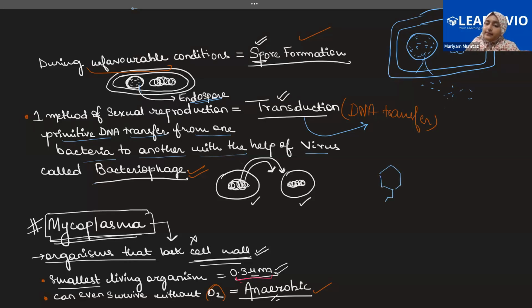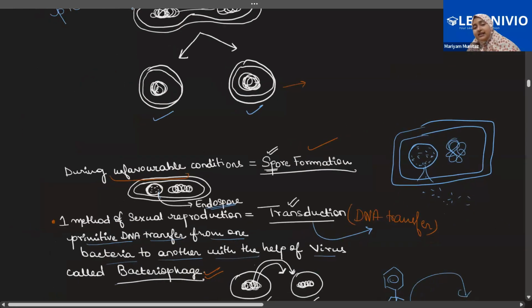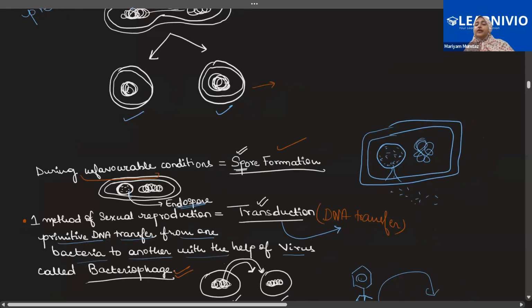It looks like this. Now, what it does is that it comes and sits on the cell of the bacteria. And it can be used to transfer the DNA of this bacteria into another bacteria. This process is known as transduction, and it is a method of sexual reproduction. So for the reproduction in bacteria, we have three methods. Two of them are asexual, one is sexual.